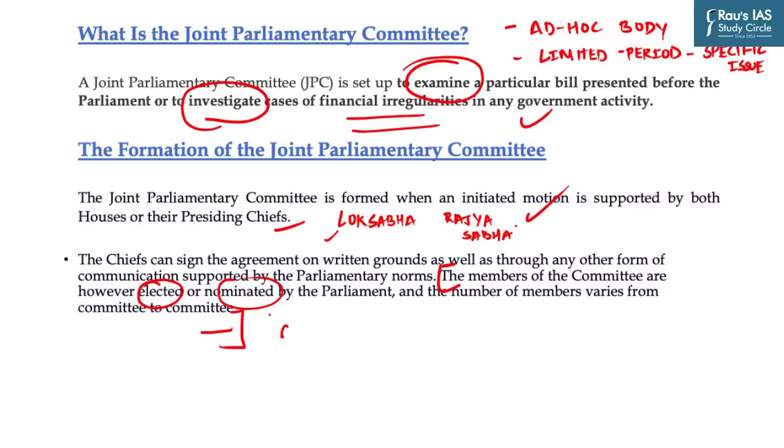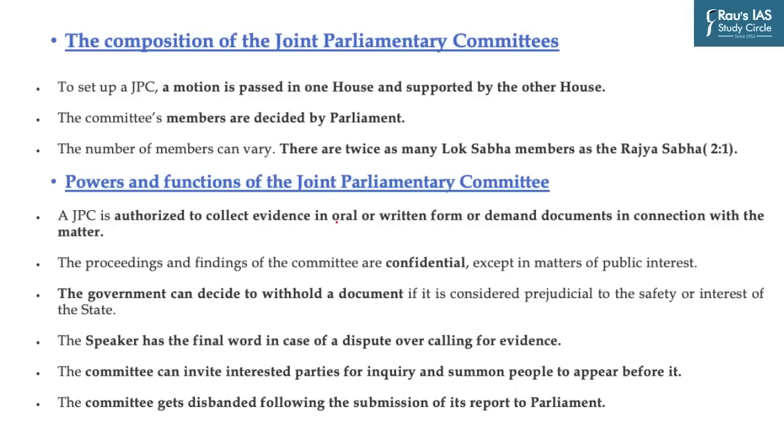So the members can be either elected or nominated, and this brings us to the question about the composition of the committee that is formulated. Now, as we have discussed, to set up a Joint Parliamentary Committee, a motion first has to be passed in one house and has to be supported by the other house. The committee's members are nominated or elected by the Parliament, this we have already seen. And the numbers can vary from committee to committee, and there are twice as many Lok Sabha members as that of Rajya Sabha. Another thing to understand here is regarding the rules of the committee.